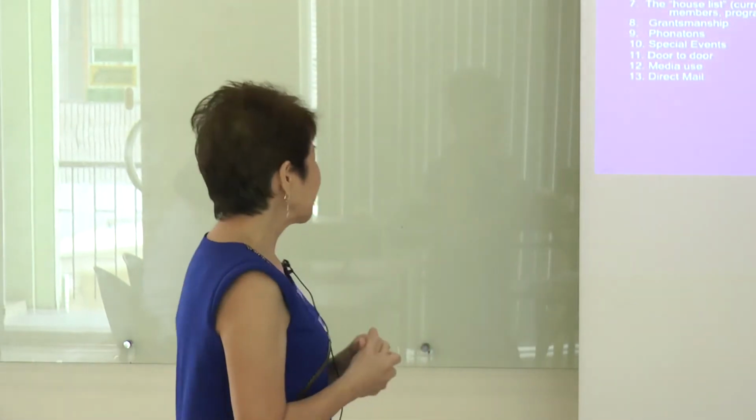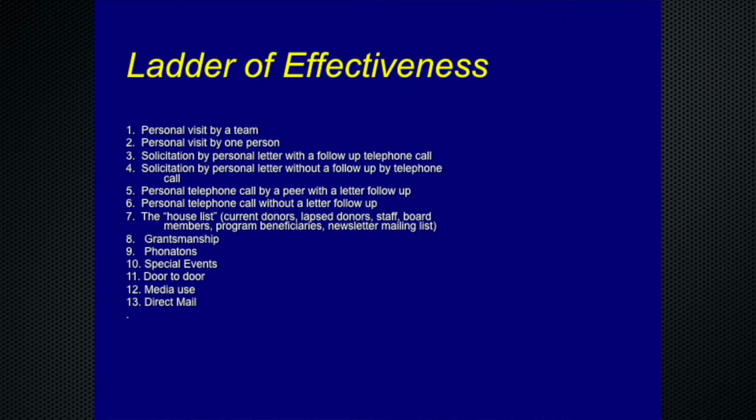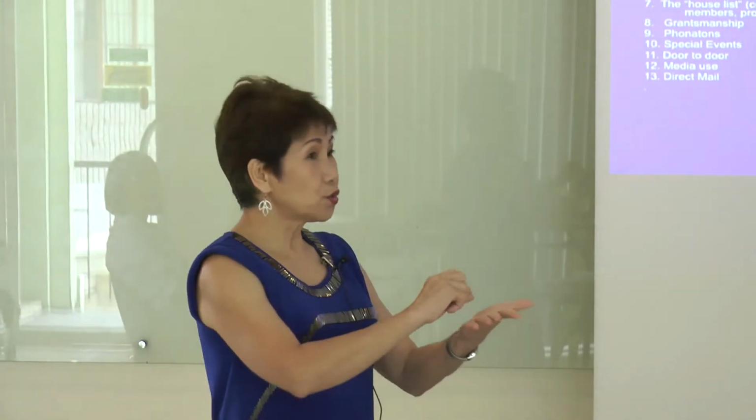But maybe his case is exceptional, so we all got something. But really the best and most effective is one-on-one, or two people doing a visit to one major donor. So number 3 is solicitation by personal letter with a follow-up telephone call. You write a letter, but make sure you follow up with a telephone call.